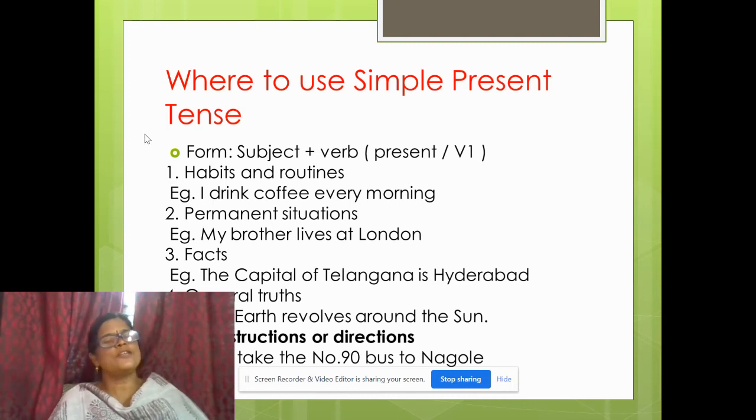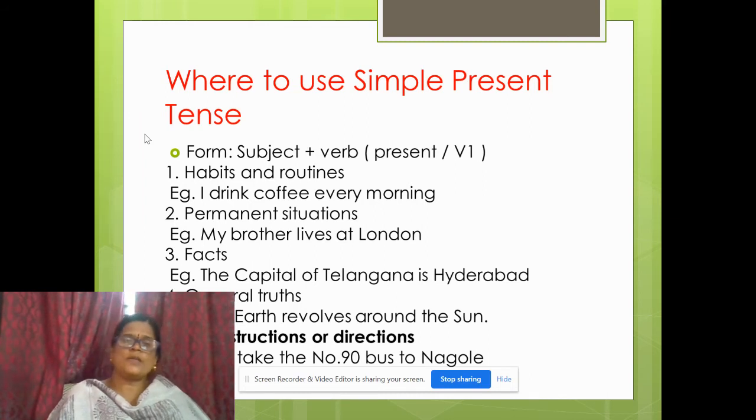Okay. And the next one is general truths. So what is a general truth? The earth revolves around the sun. So this is also one of the truths, one universal truth I can say. Yes, the sun will not revolve around the earth; the earth revolves around the sun. So that is a general truth. That is a universal truth I can say.